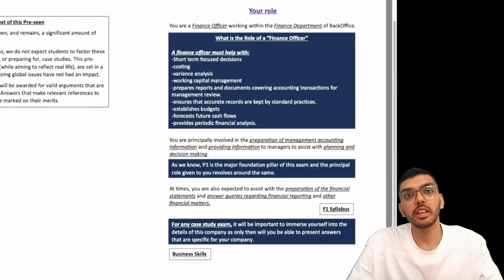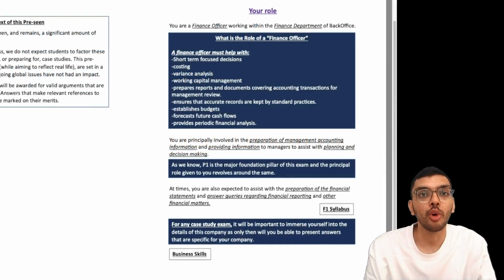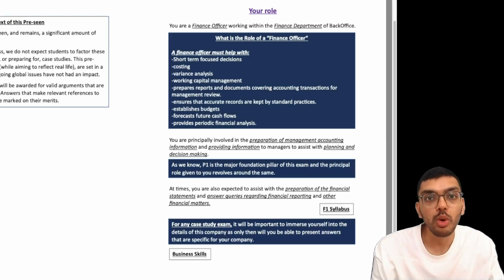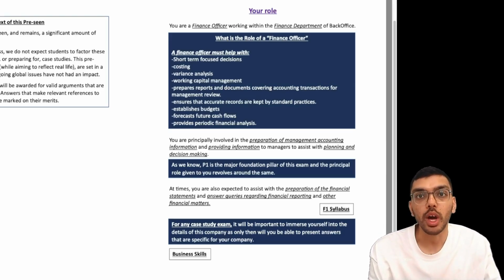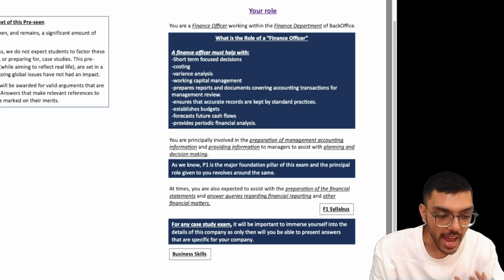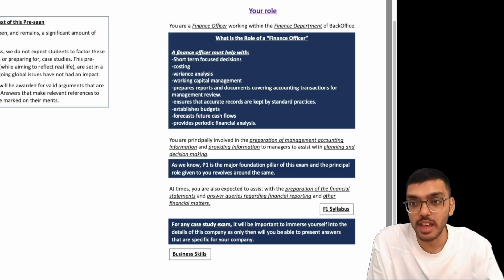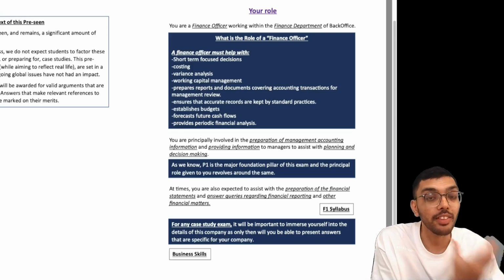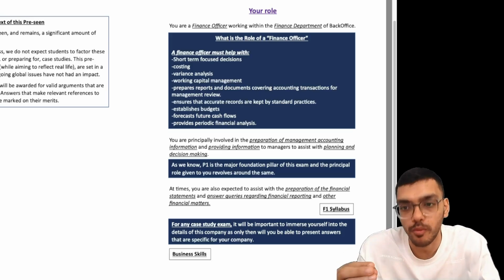So the first thing that we start with is your role. Remember, you are a finance officer working within the finance department of BackOffice. So what we actively have to do in this exam is role play that of a finance officer.